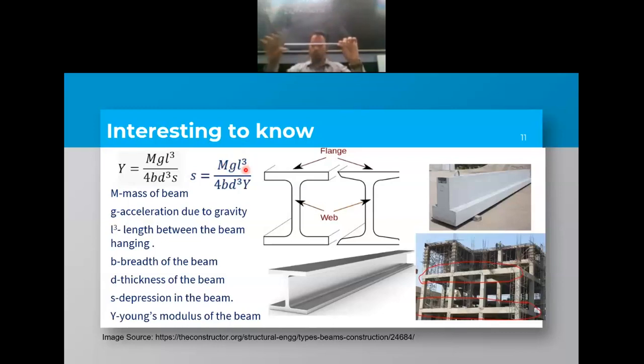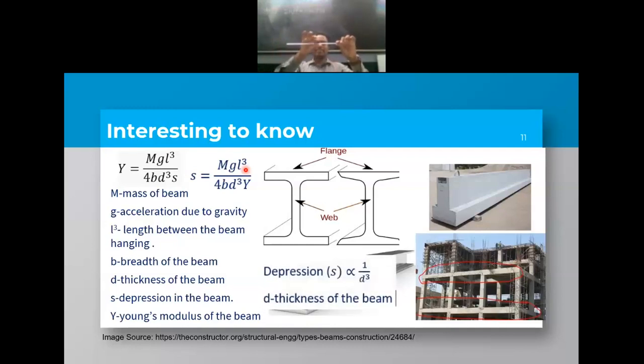I rewrite this equation in terms of S. S is equal to mgL cube by 4BD cube Y. All these are constant. Mass is constant, acceleration due to gravity is constant, and the length of the beam between the 2 knife edges, between the 2 posts a bridge is just holding between, is the length. B is the breadth of this beam, and D is the thickness of this beam.